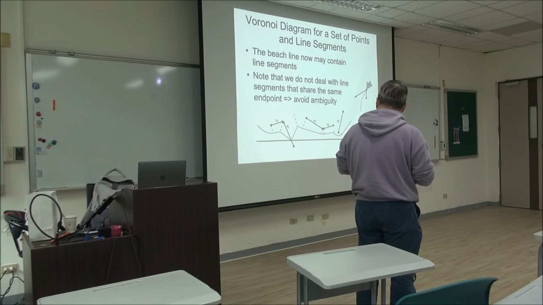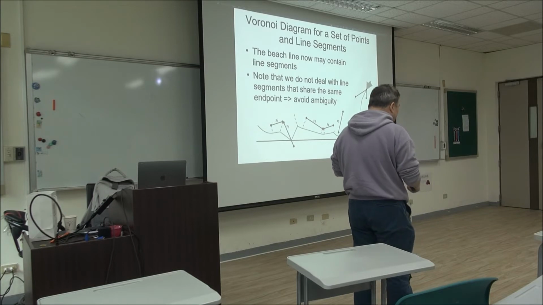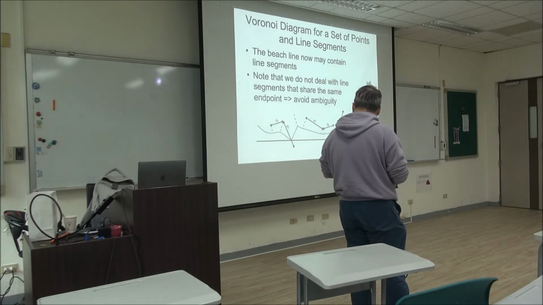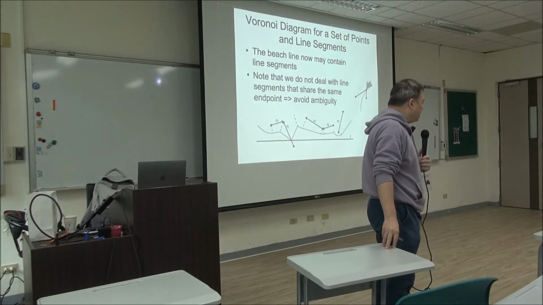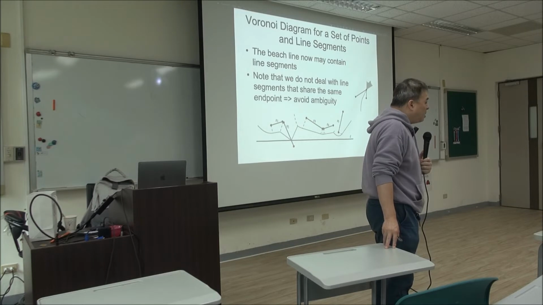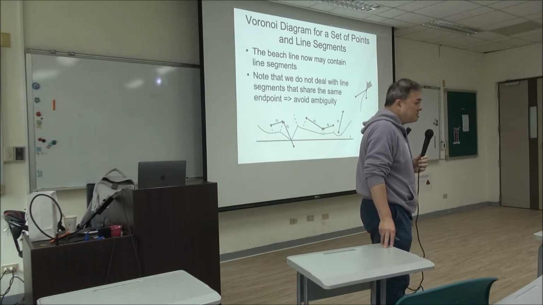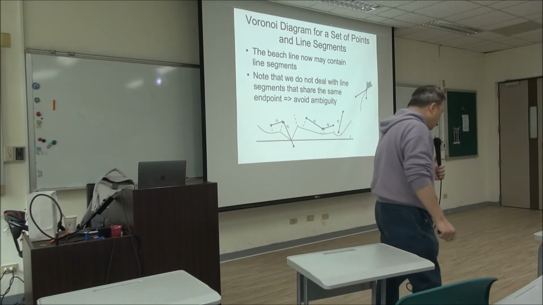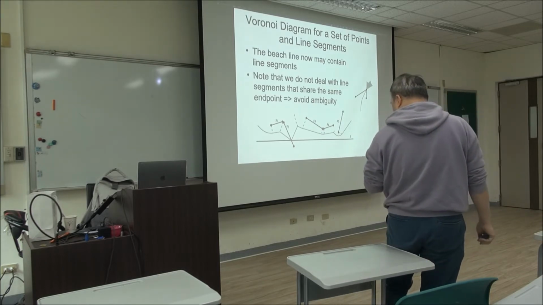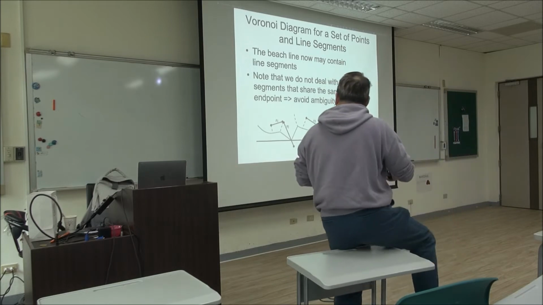We have 5 line segments, and you can see that we actually have something similar to the beach line, which can still be maintained in a left to right data structure, right? But of course, we need to discuss this further, in more detail, to have a better understanding of it.